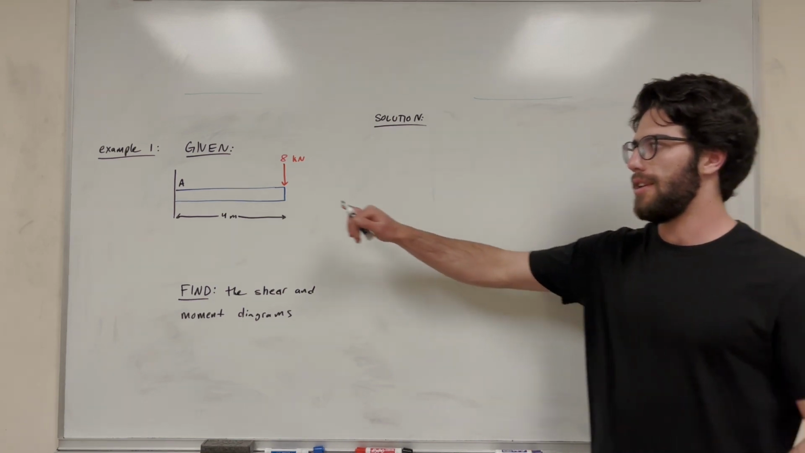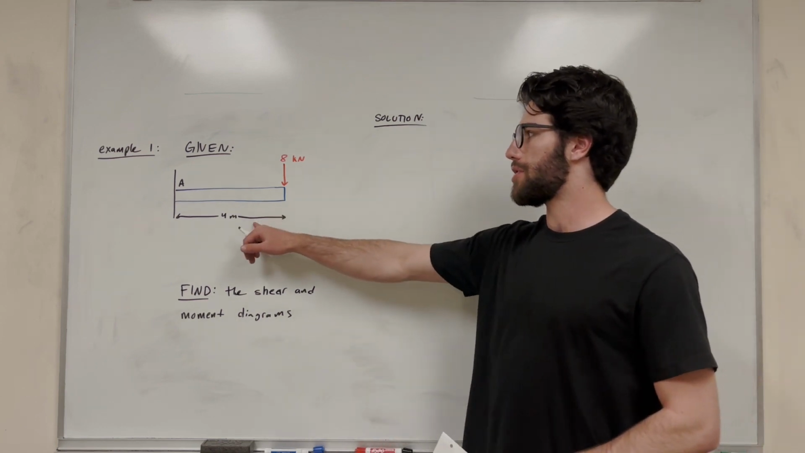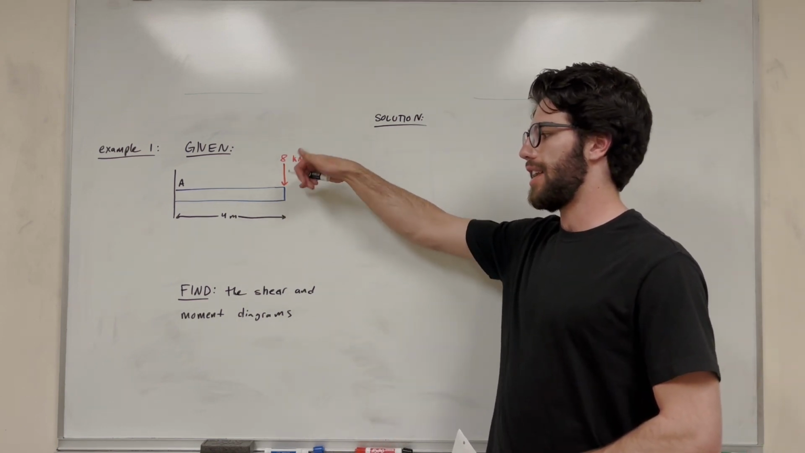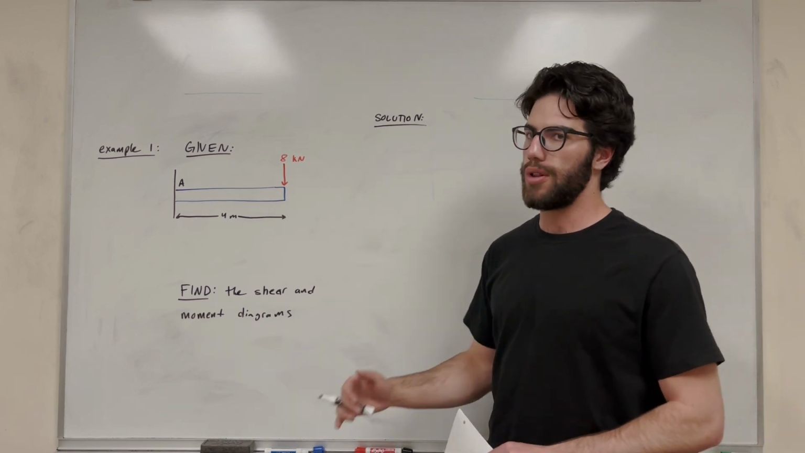All right, so here we are with the first problem. We're given a beam that's in the wall, right? It's an internal support on the wall at A. It's 4 meters long and has this 8 kilonewton force acting at the end of it. So very simple beam going on here. Now we need to find the shear and moment diagrams for this beam.